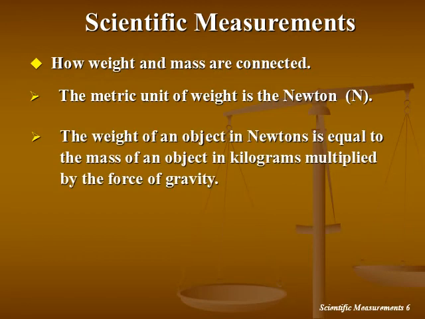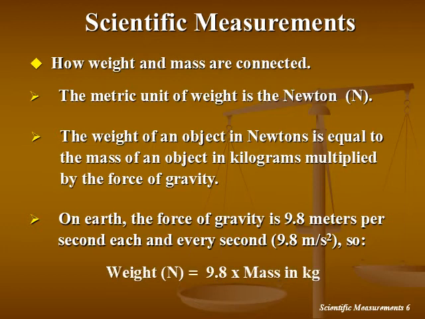The weight of an object in newtons is equal to the mass of the object in kilograms, multiplied by the force of gravity of the planet where the object is located. On the Earth, the force of gravity is 9.8 meters per second each and every second. This is expressed as 9.8 meters per second squared. If the mass is given in kilograms, then the weight will be equal to the mass times 9.8.